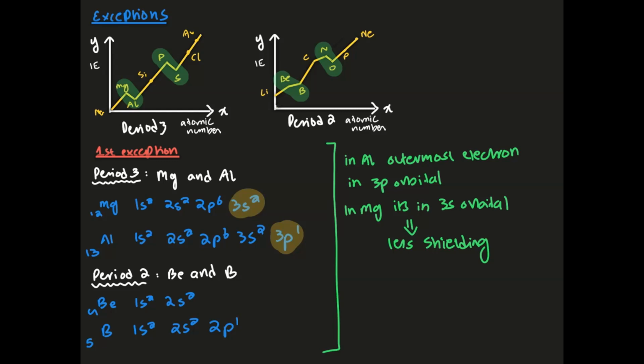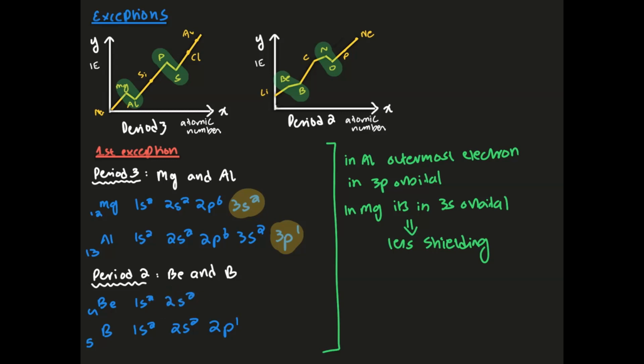Now in this case, there are 1, 2, 3 subshells before, and over here you have 4 subshells before. So as you can see, the outermost electron in aluminum is in the 3p orbital, whereas in magnesium it's going to be in the 3s orbital. So that's why aluminum is going to experience more shielding, right? So since magnesium experiences less shielding, it's going to have a greater ionization energy than aluminum. Now you would expect aluminum to have a greater energy. Why? Because it's going across the period. However, this is going to be one exception to this rule.